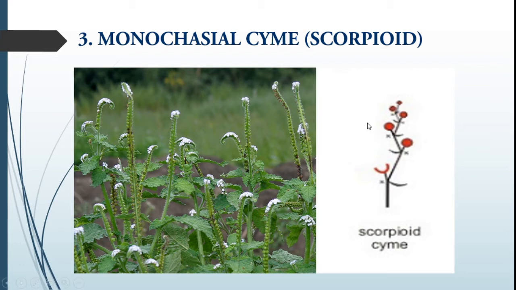The third one is the monochasial cyme. In the monochasial cyme, only 1 lateral branch is formed from the main peduncle. Again, the second branch is absent. There are 2 types of monochasial cyme. The first one is the scorpioid cyme. Here, this is the main peduncle that ends in a flower.